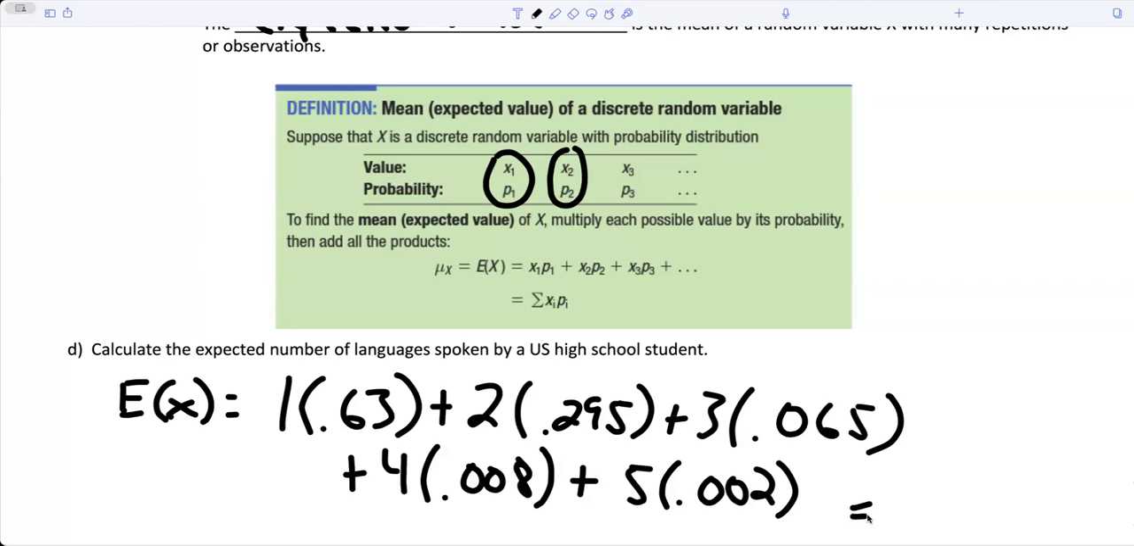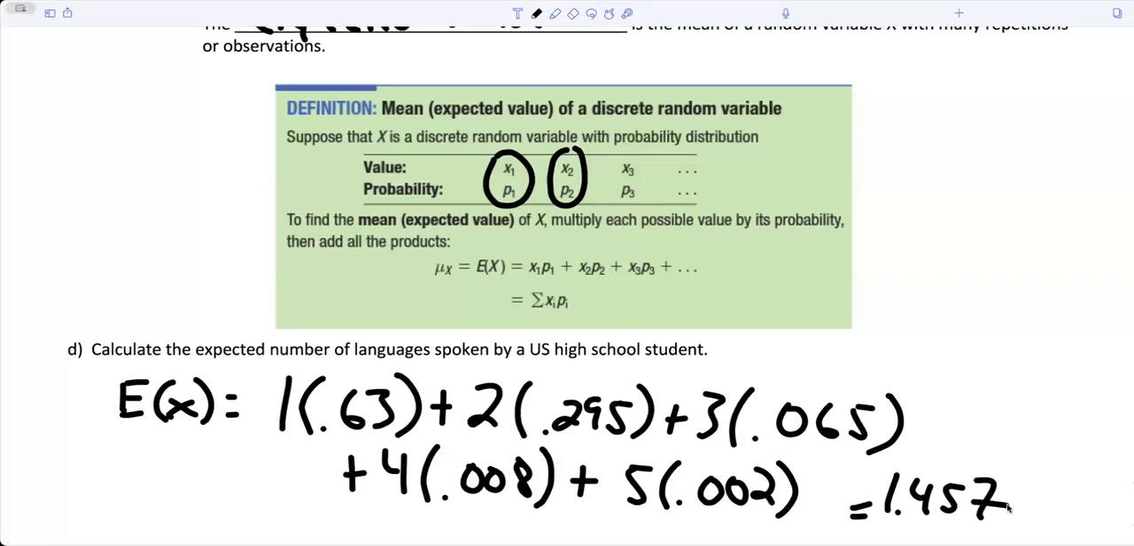So we're going to multiply each outcome by its probability and add all those up. So I got 1.457. Okay, so notice, especially if this is a discrete random variable, this answer doesn't really even make sense in the context of the problem, right? Because it's not really possible to speak half a language. I was going to throw in another dad joke there, but one per class, right? So I'm just going to move on.